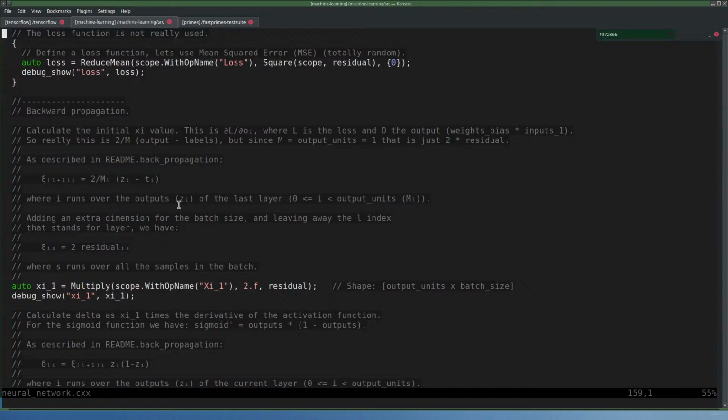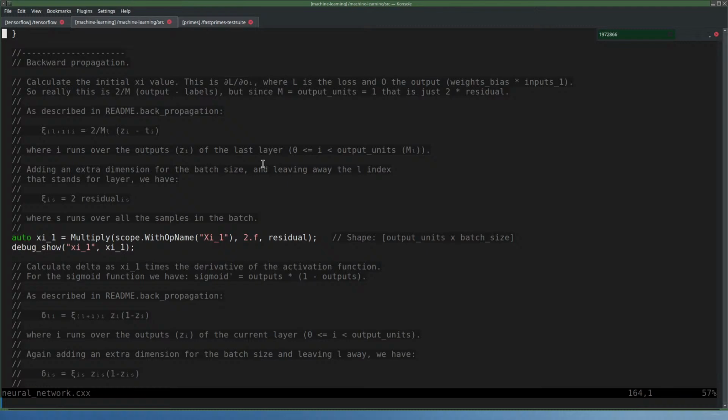So the deepest point will have a derivative or a gradient of 0 as well. And that's what we use, the gradient of the loss. So then backwards propagation. Calculate the xi, which is just 2 times the residual, so the difference between output and target. And that's, well, almost, yeah, that's the derivative.